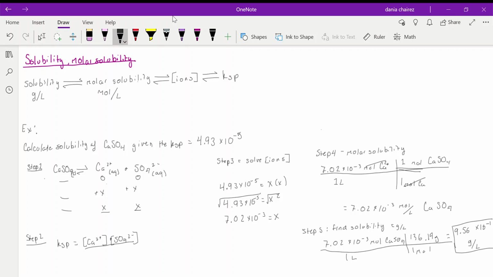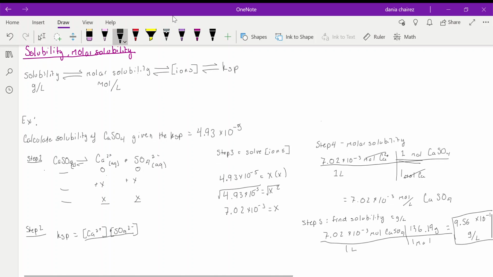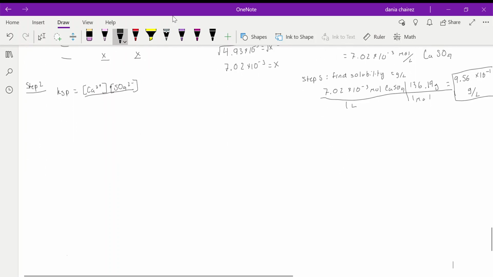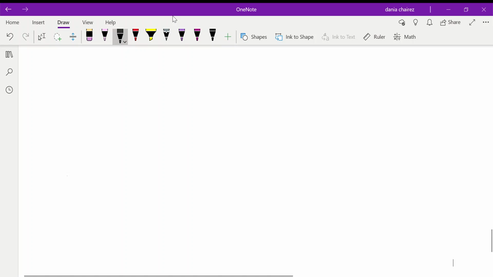So let's do one where we're working the other way around essentially. So we're going to do solubility to Ksp. This is very slow scrolling, but okay.